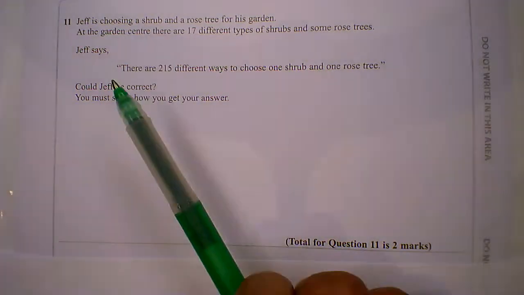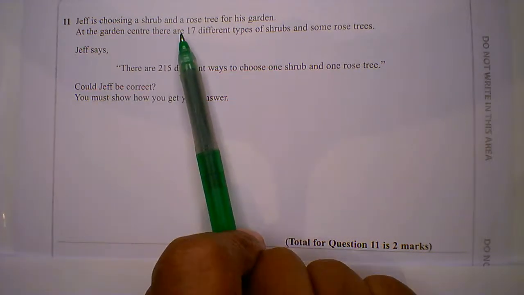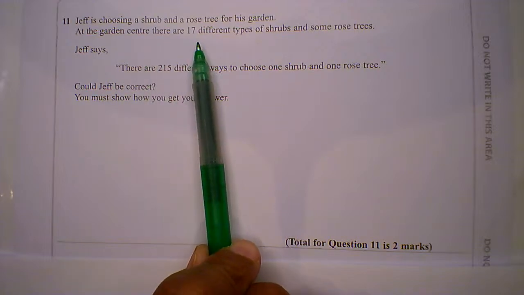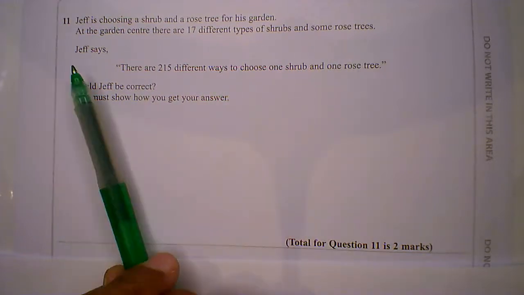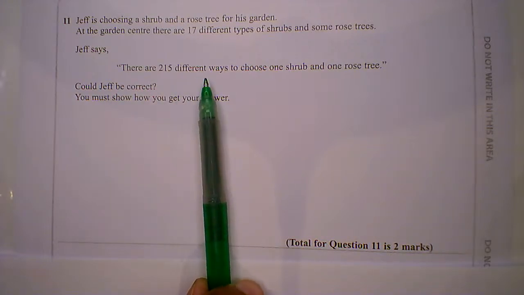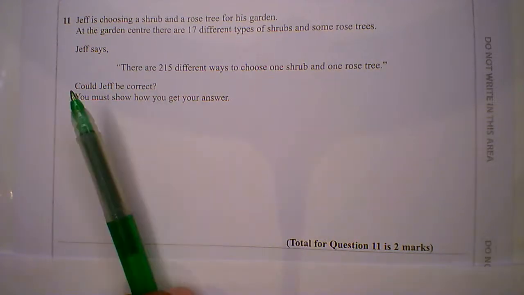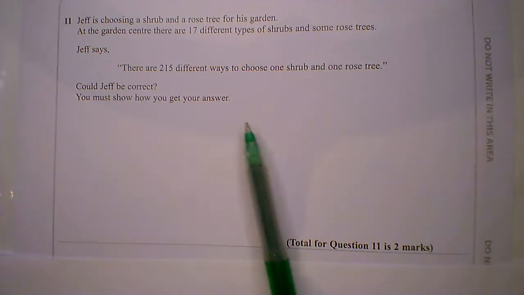Right, question 11. Jeff is choosing a shrub and a rose tree for his garden. At the garden center, there are 17 different types of shrubs and some rose trees. Jeff says there are 215 different ways to choose one shrub and one rose tree. Could Jeff be correct? You must show how you get your answer.